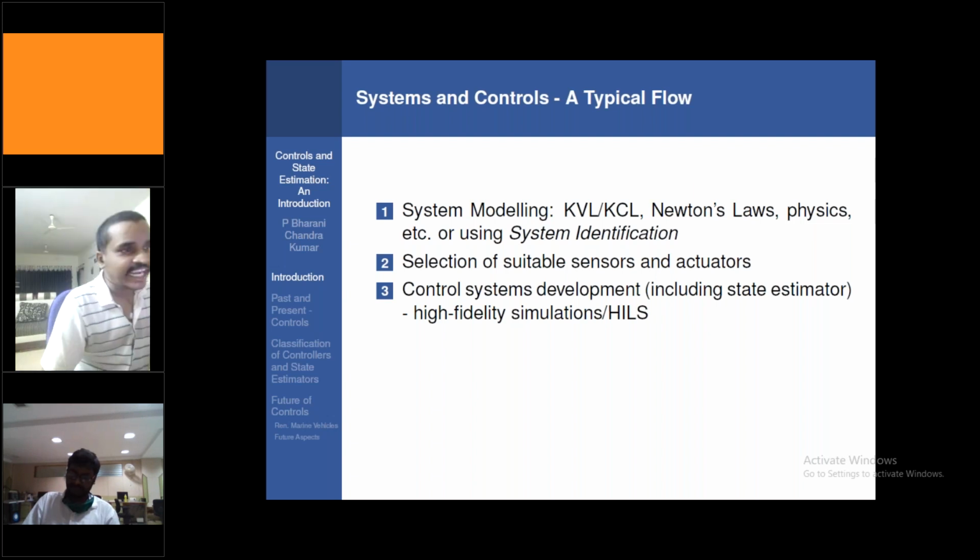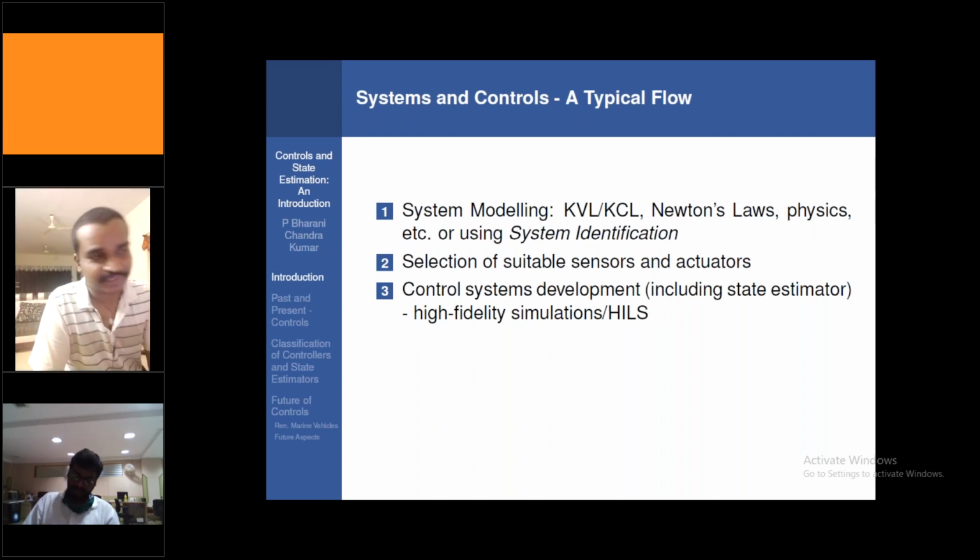Hardware-in-loop system is in between the simulations and the hardware realistic applications. In the hardware in loop, what we do is some of the elements we keep in the software model and some of the elements we keep in the hardware. For example, in general, the plant will be a software model.